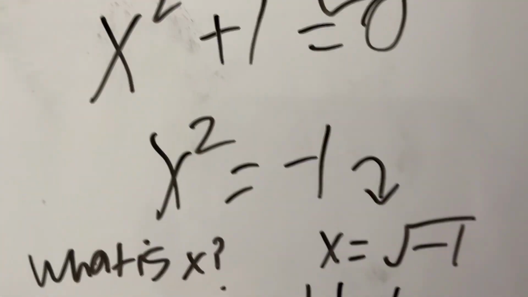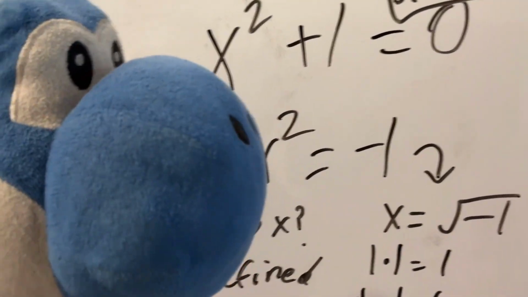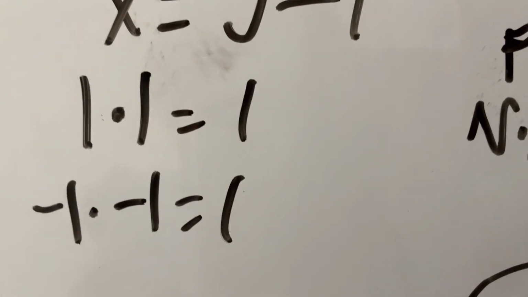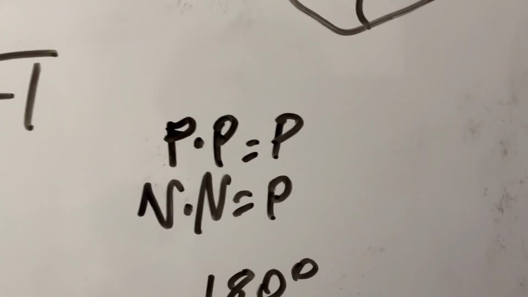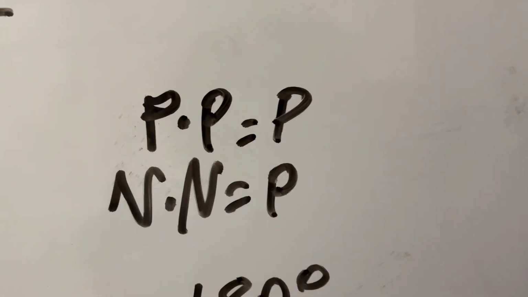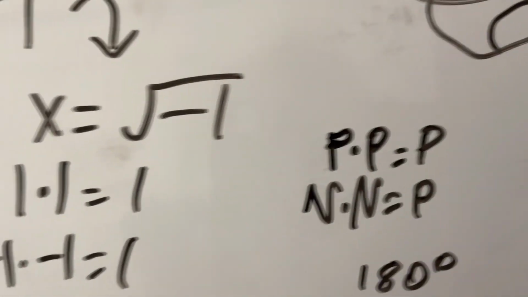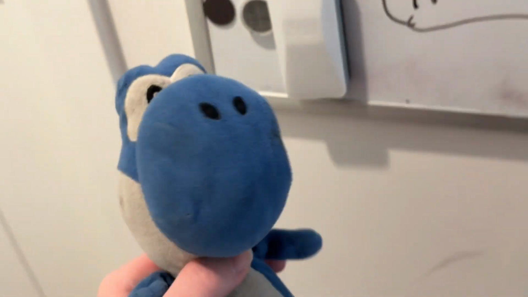x squared equals -1. That seems pretty simple, but what is x? First of all, let's recall that 1 times 1 is 1, -1 times -1 is also 1. Positive times positive is positive, negative times negative is also positive. And x equals square root of -1. But wait a minute, how do we get the square root of negative numbers?